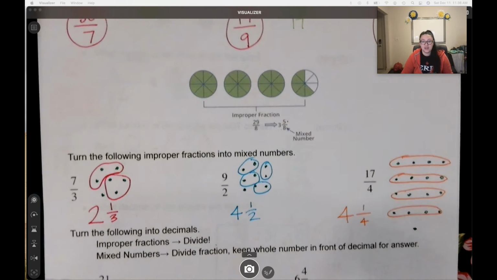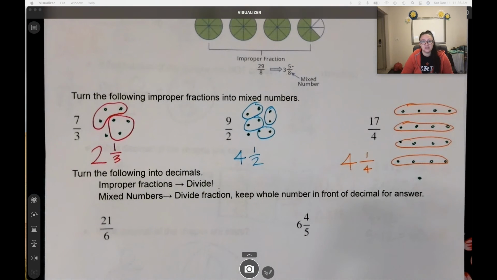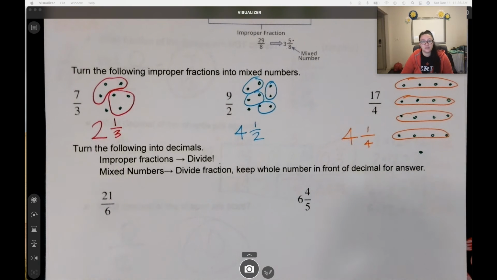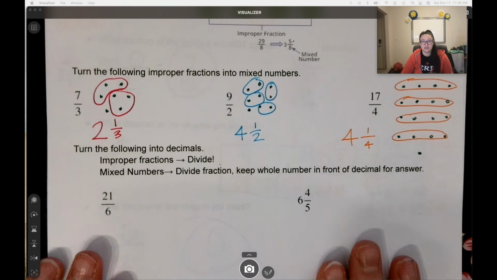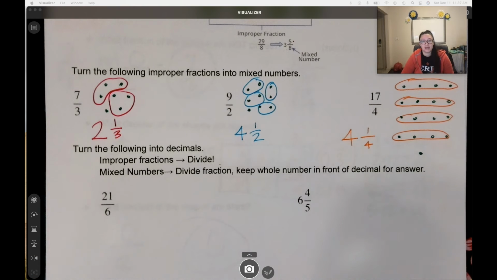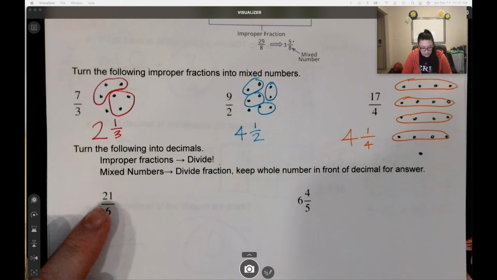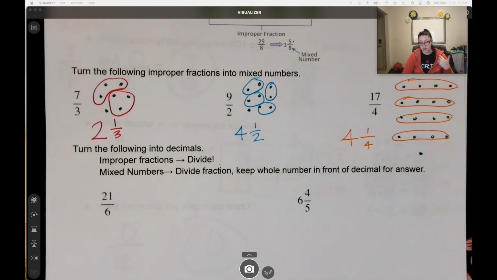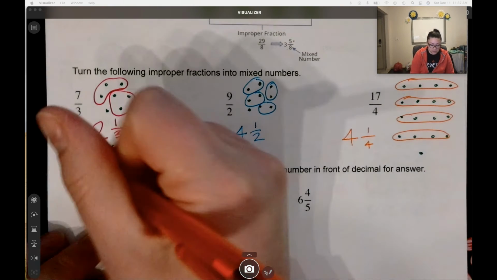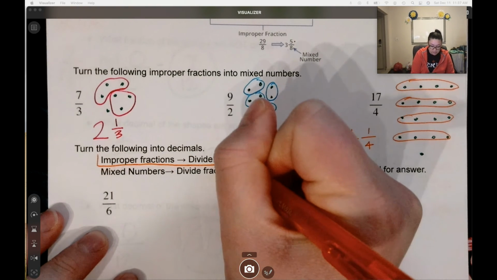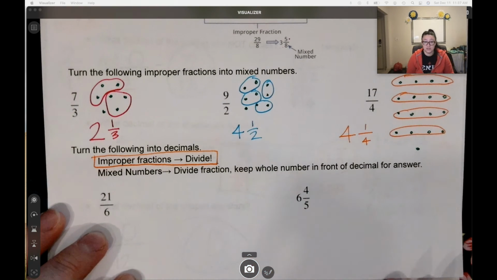All right, the last piece that every person wanted to go over if they looked at the back page. Some people only needed this part on the back page, going from improper fractions and mixed numbers into decimals. So first we have 21/6. What do we do to turn a normal fraction into a decimal? Same thing with improper fractions. We just have to divide them.